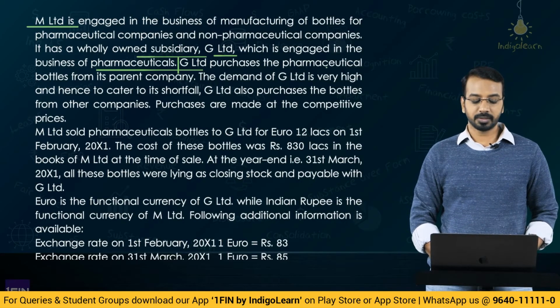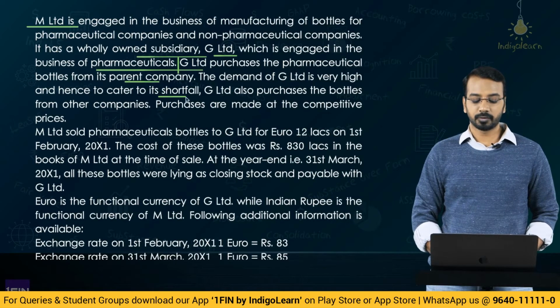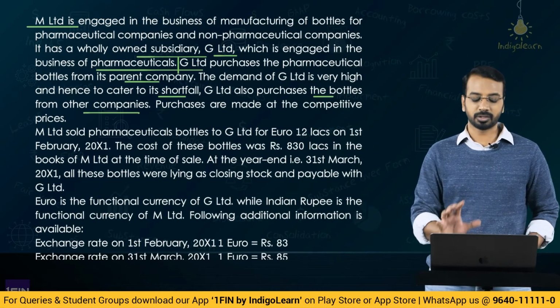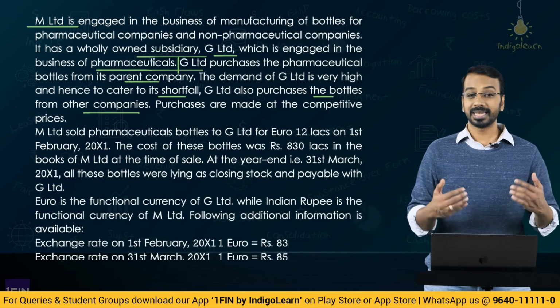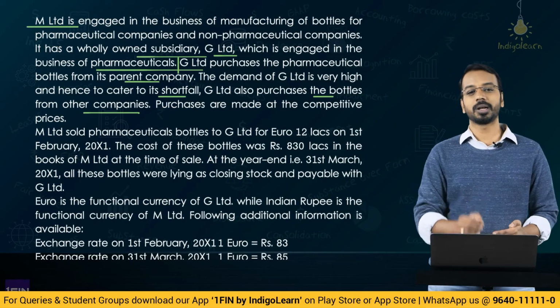G Limited purchases the pharmaceutical bottles from its parent company. The demand of G Limited is high, and hence to cater to its shortfall, G Limited also purchases the bottles from other companies. Doesn't matter, right? Actually, I have told this earlier also, in a lot of questions they give this extra text which is not relevant for our answers.